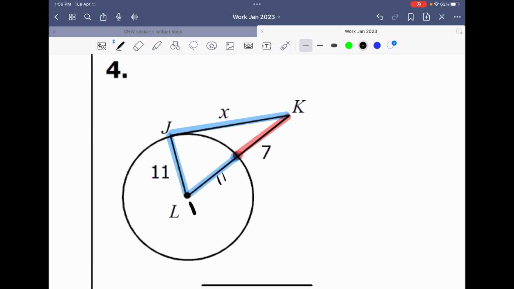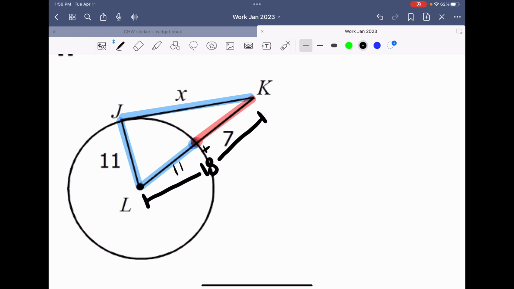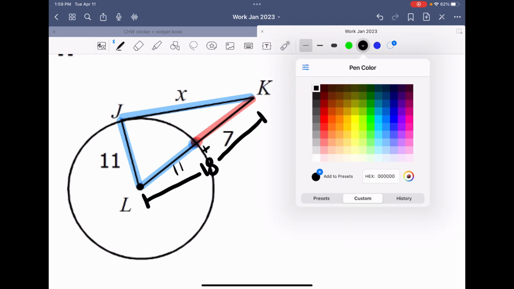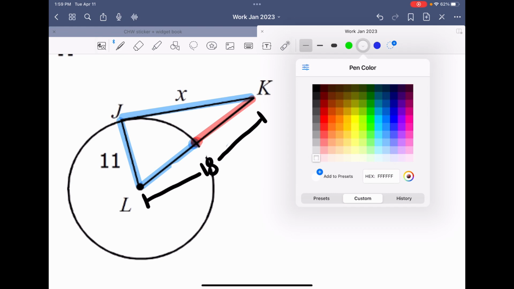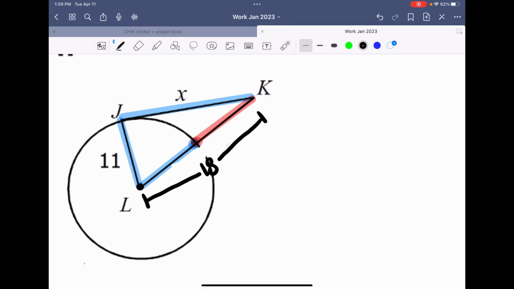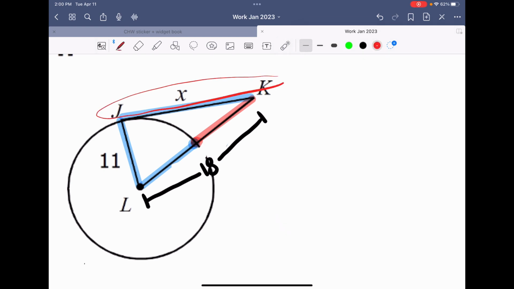And then if I want to know the whole thing, then I would add 11 and 7, and that would make 18. So really, the triangle that I'm talking about is x, 11, and 18. Okay, hopefully that makes sense. We're really just talking about those 3 sides. And then where is the 90-degree angle? The 90-degree angle is on the tangent. This is the tangent, and then the radius. So the 90-degree angle is at J. Okay, that is where you would put your plus sign. Your plus sign goes here.